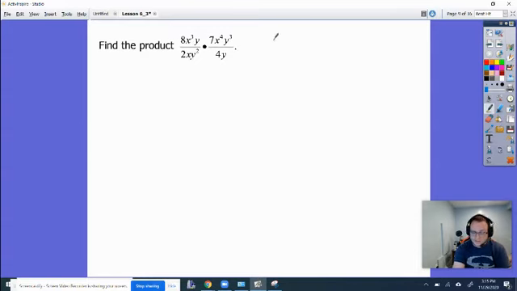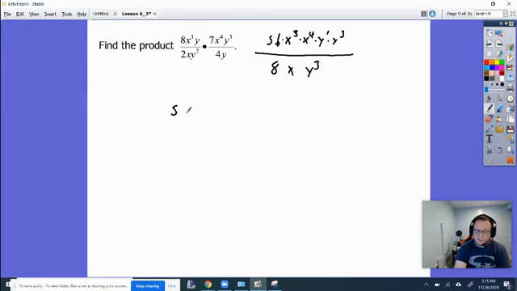So 8 times 7 is going to be 56. X, okay, I've got 3, I've got 4, right? So x to the 3 times x to the 4, y to the 1, y to the third. Multiplication happening between everything. 2 times 4 is 8, x, y cubed. Okay, so let's combine some of the stuff in the numerator. So 56, x to the 7th, I'm multiplying so I can add, product rule. And then y to the 4th over 8, x, y cubed.